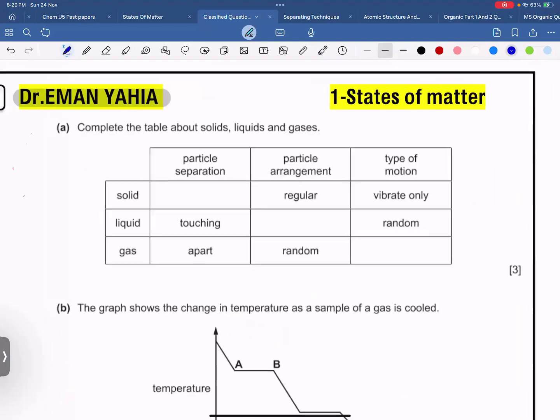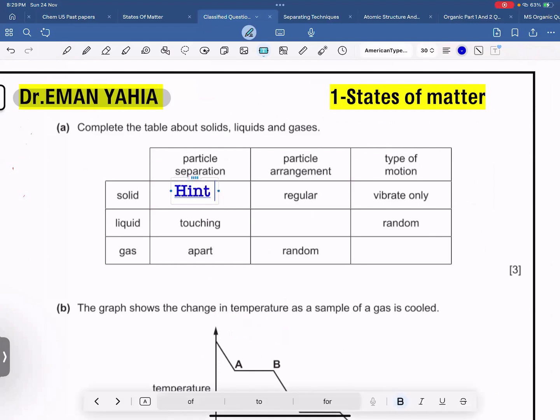And then complete the table about solid, liquid, and gases. In solid, particle separation, which is touching. And the particle arrangement in liquid is irregular. And in gas, type of motion, very fast and random, freely in all directions.